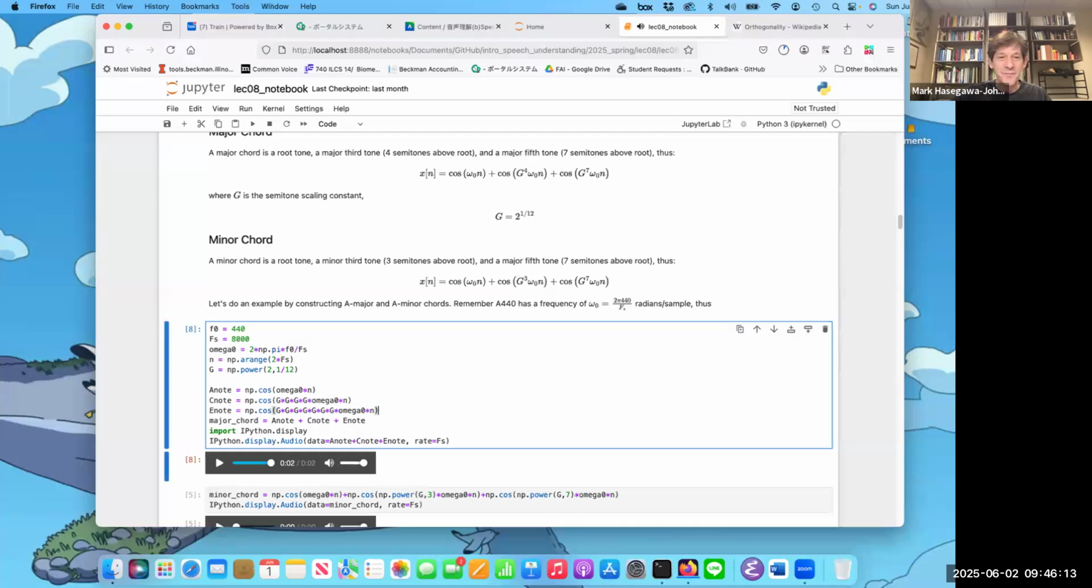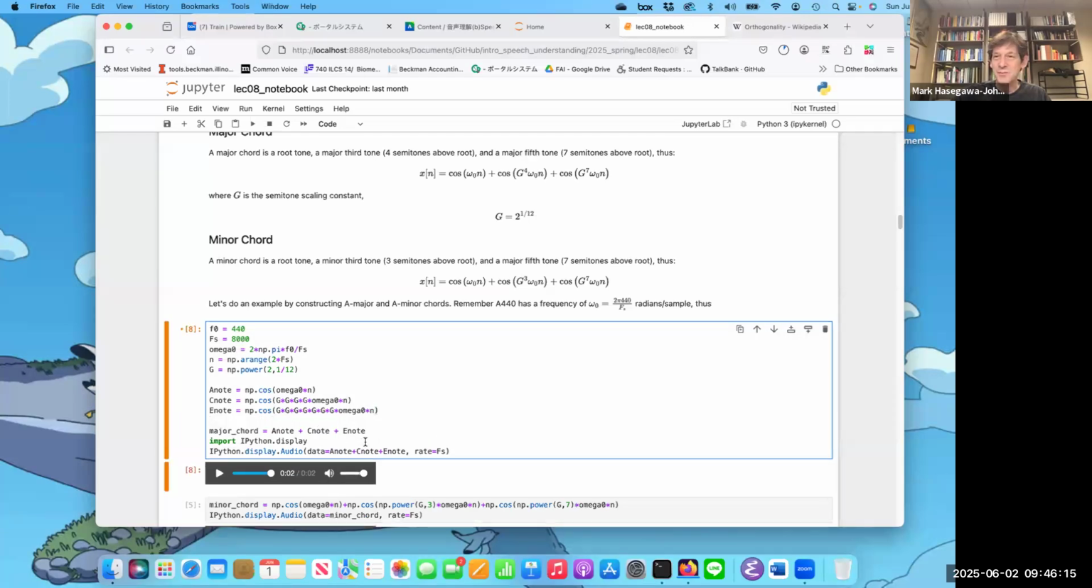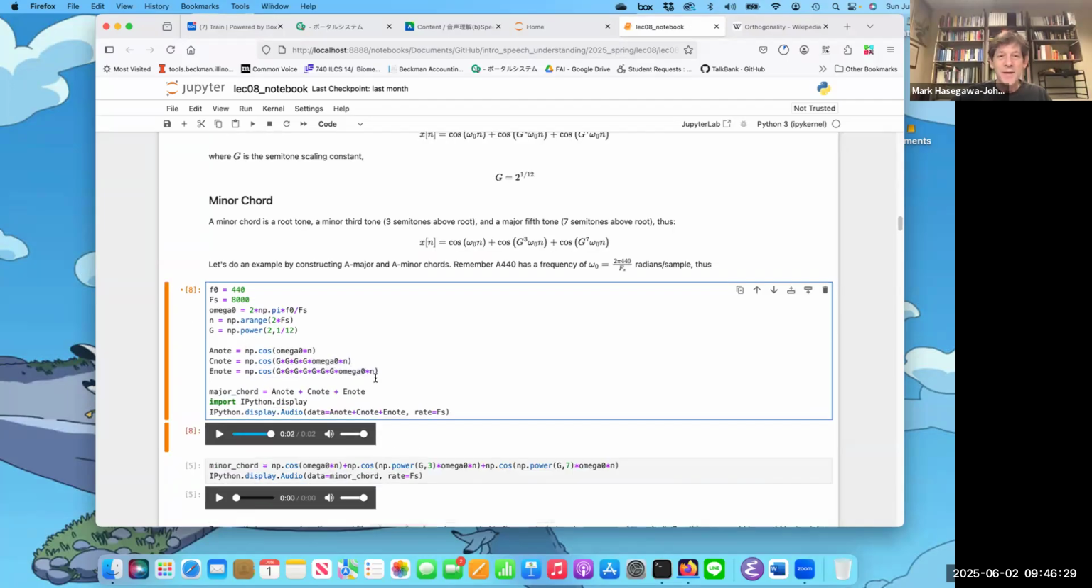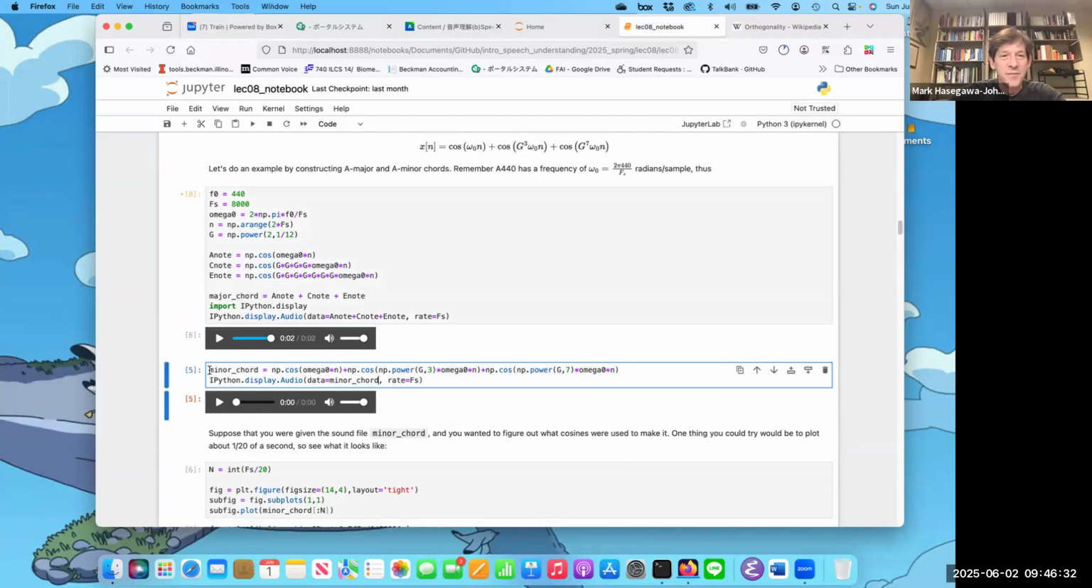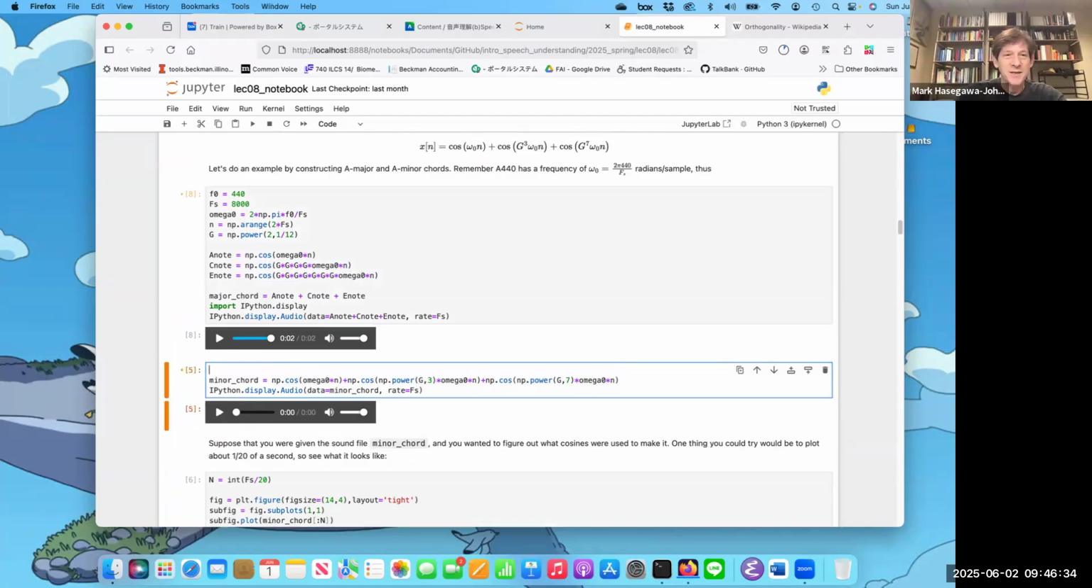That's an A major. A major chord is just the A note plus the C note plus the E note, where the A note is a cosine at the frequency 440 hertz. The C note is 4 half steps up, and the E note is 7 half steps up. A minor chord is the same thing, but using a C flat, which is a B. So a B note is just 3 half steps up. So it should be cosine of G times G times G times omega naught times n. And then the minor chord should be the A plus the B plus the E.